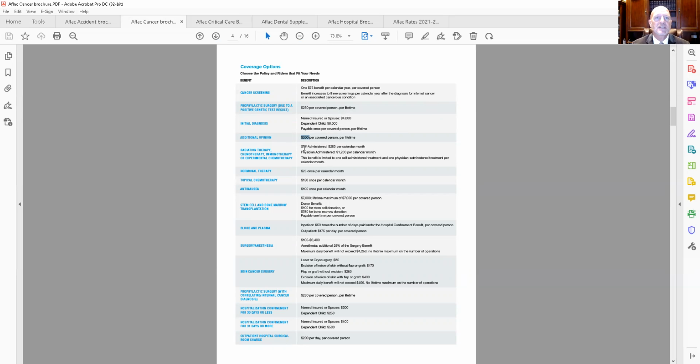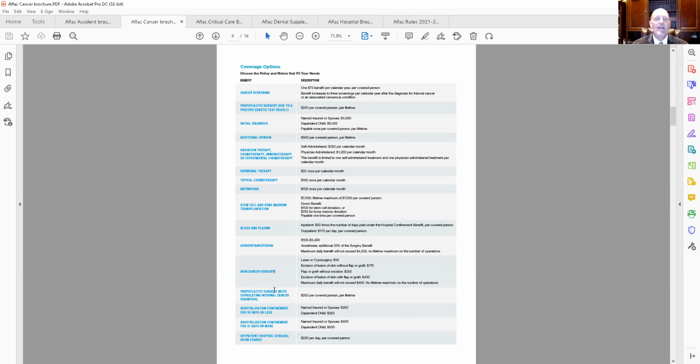Now, the policy does have benefits for radiation, chemotherapy, immunotherapy, and experimental therapy, hormone treatment, topical, the anti-nausea drugs, the stem cell and bone marrow transplantation benefit, as long as a $750 benefit one time as a donor. We do have surgery and anesthesia benefits on the cancer policy, including skin cancer.